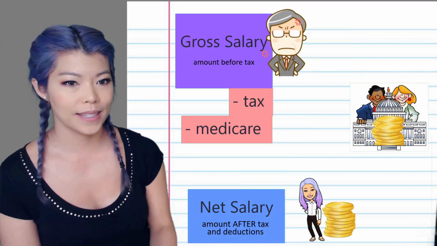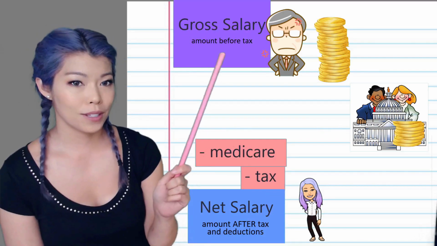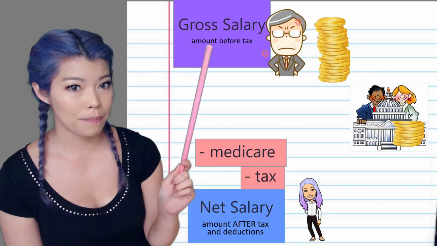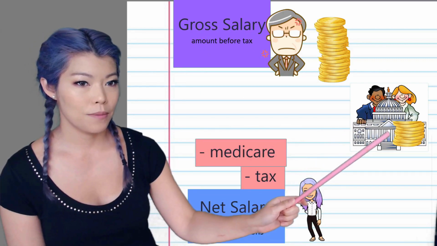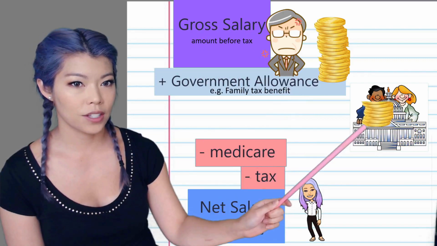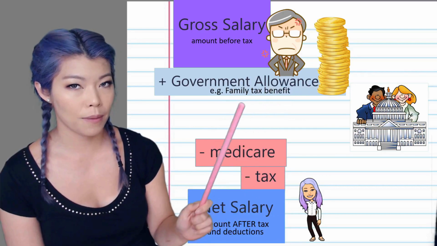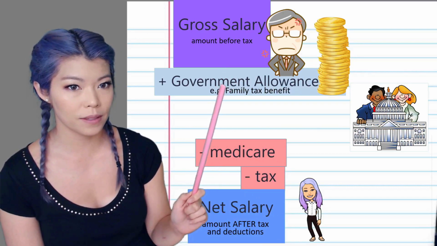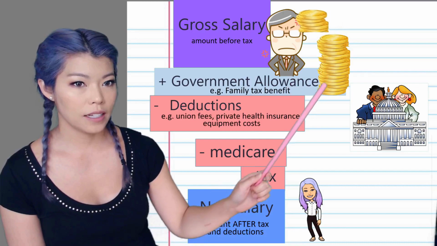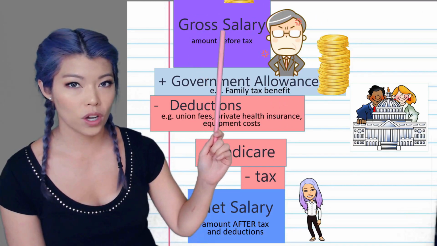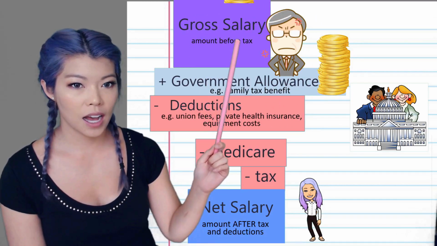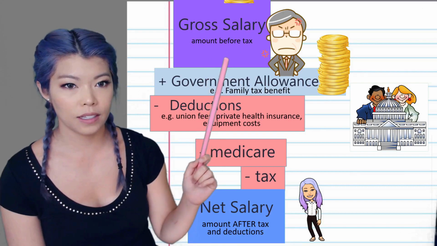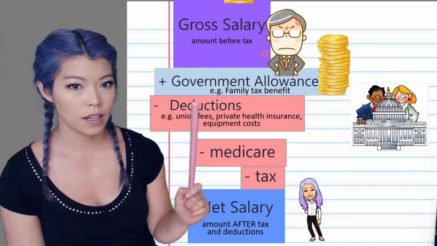We're almost there. So gross salary, the amount your boss or company gives you. Then you might add things such as government allowances like family tax benefit or youth allowance. Then you subtract any deductions you spent to go to work, such as your car or other travel fees, your private health, union fees, so deductions.